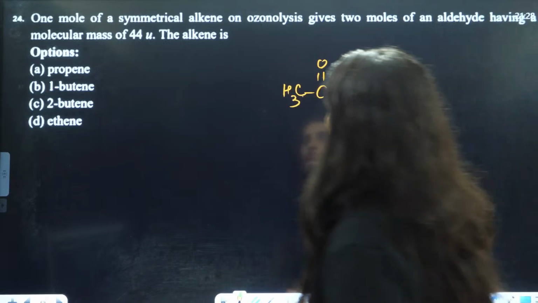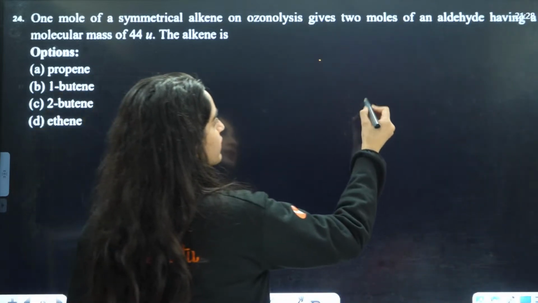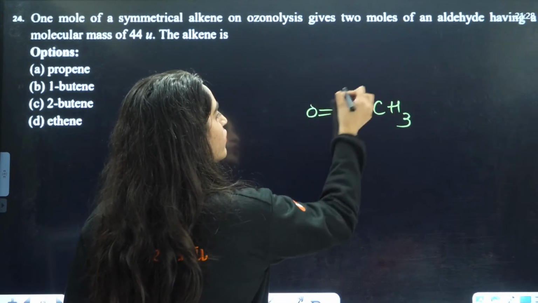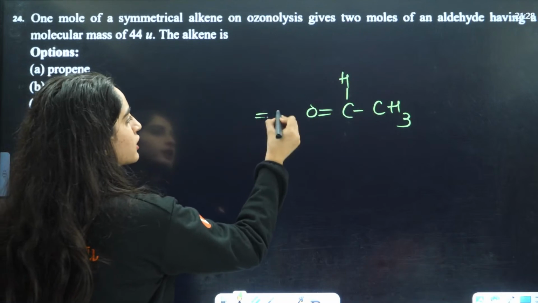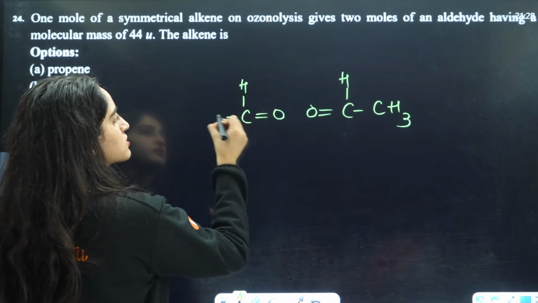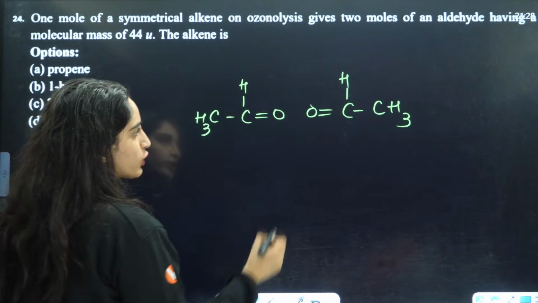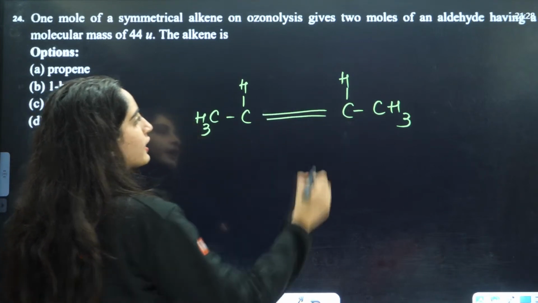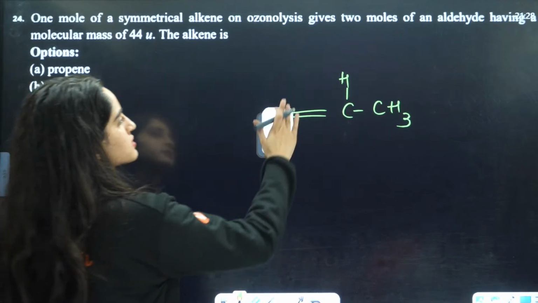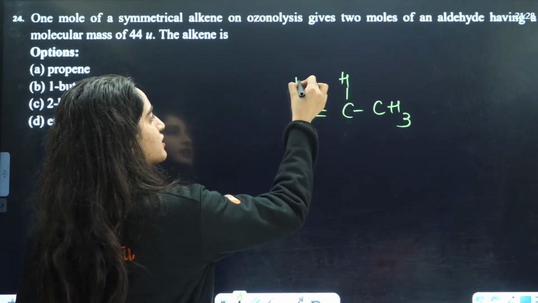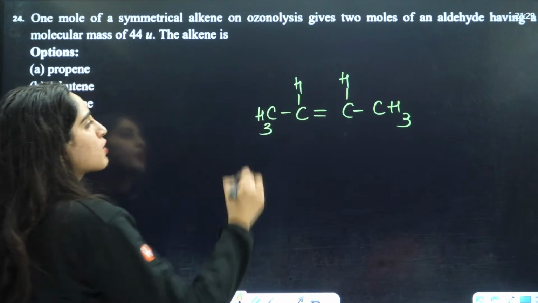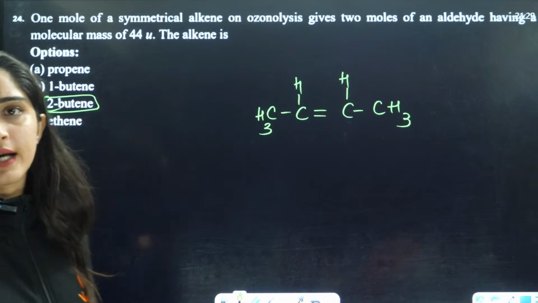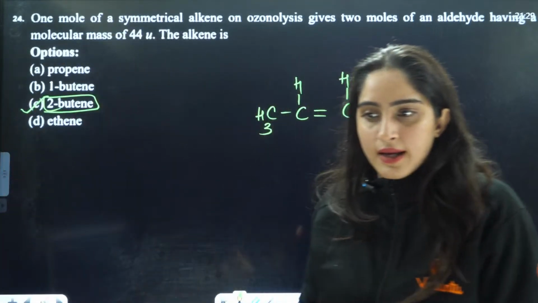So that means two same kind of aldehydes are formed here. It will be CH3 CHO, again C double bond O, H, and CH3. So what you will do is eliminate the oxygens and join these two things here, and you will have this answer. This is CH3, so the answer is going to be butene. So the second option is the correct answer, because you need to do the reverse thing here.